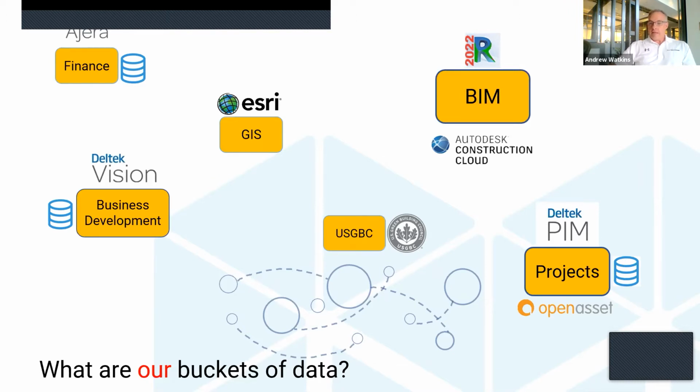We have Open Asset, which is a cloud-hosted server, which hosts all of our project imagery. We have the USGBC and the AIA data exchange site for complying with AIA 2030. And of course, we have Revit and the BIM information. And some of that is hosted on the server. Some of that is hosted on the Construction Cloud or BIM 360 or whatever they're calling it these days.